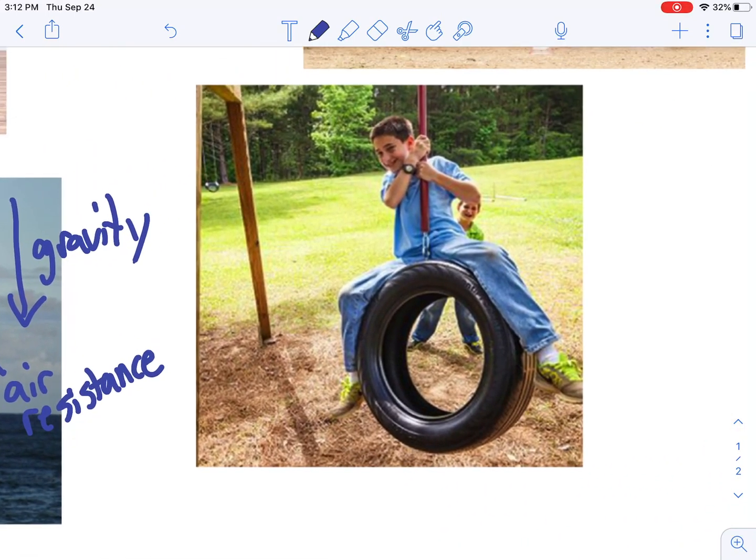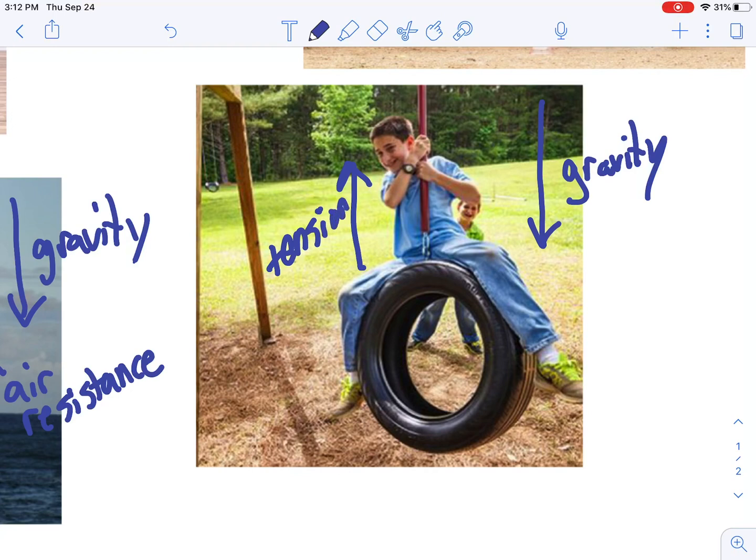This next example, okay, we have a boy sitting on a swing. Again, we're going to have the force of gravity always pulling down. Now, the reason that boy is not falling is because of the tension in that rope. So there is a force that is going upwards. That is a tension force. Okay, the tension's not going down, that force is actually pushing upwards.